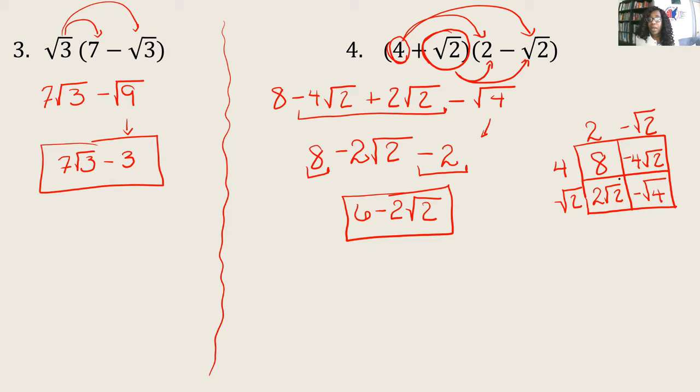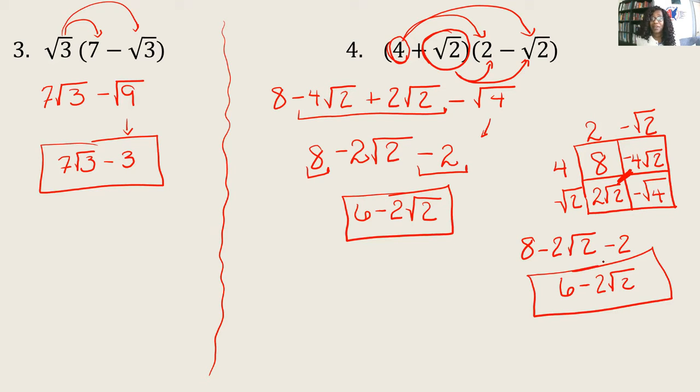So if you notice right here in the diagonal, those are your like terms. So I start with my upper left, which is 8. Negative 4 plus 2 gives me that negative 2 square root of 2. And then my negative square root of 4 gives me minus 2, which gives me my 6 minus 2 square root of 2. You get the same answer, okay? There is a pattern going on within this, but I'm going to present that a little bit later, okay?